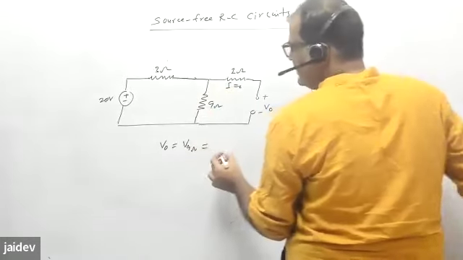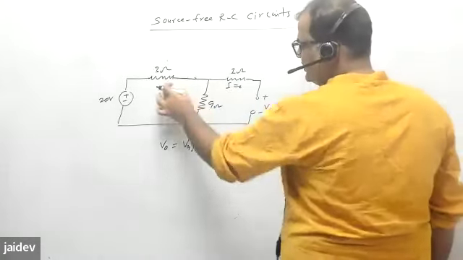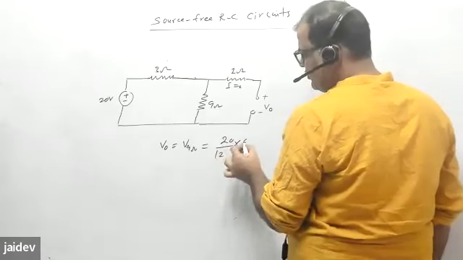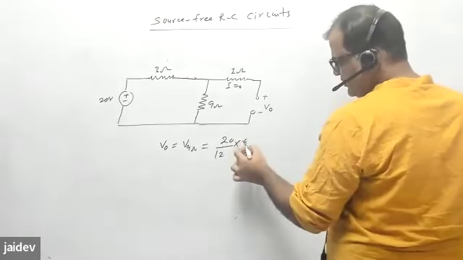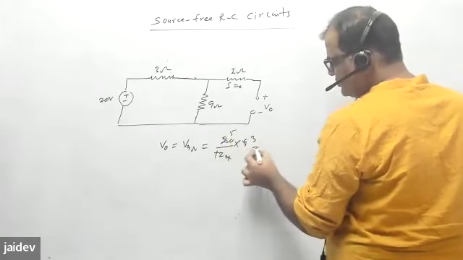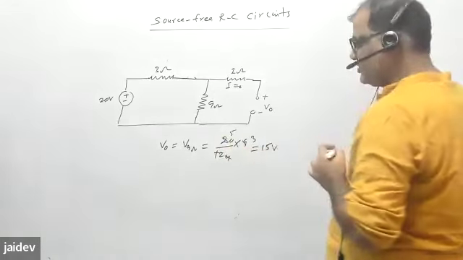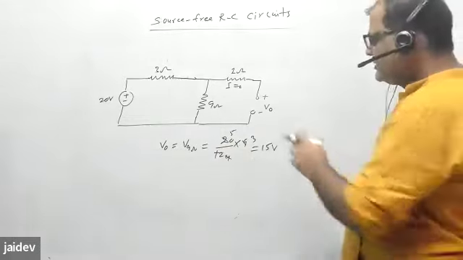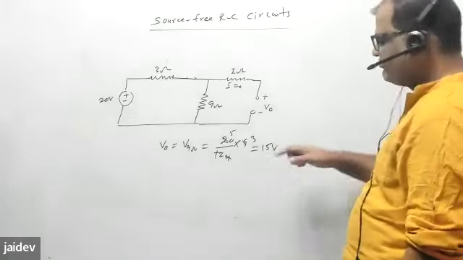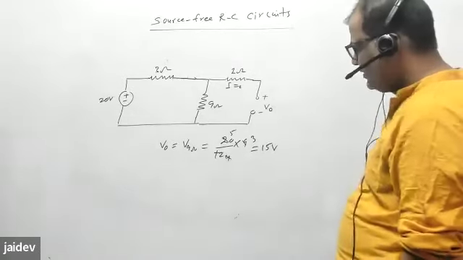So how much will this be? Tell me, 20 volt, 3 and 9, how much? This is 12, and now you have 9. So this will be 3, this will be 4, this will be 5. So this is your 15 volt voltage, OK? So in this circuit the voltage is 15 volt.